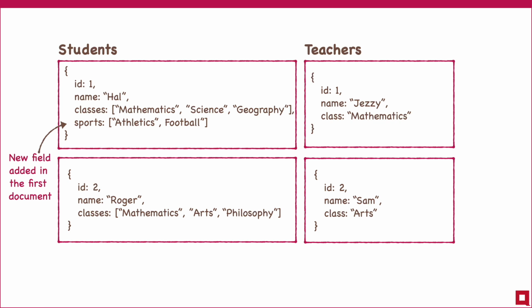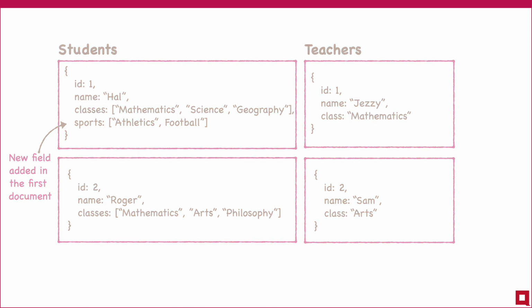We can add a new field, sports, to the first document in the students collection, without changing anything in the other documents in the same collection. Therefore, NoSQL databases are said to have a flexible schema.